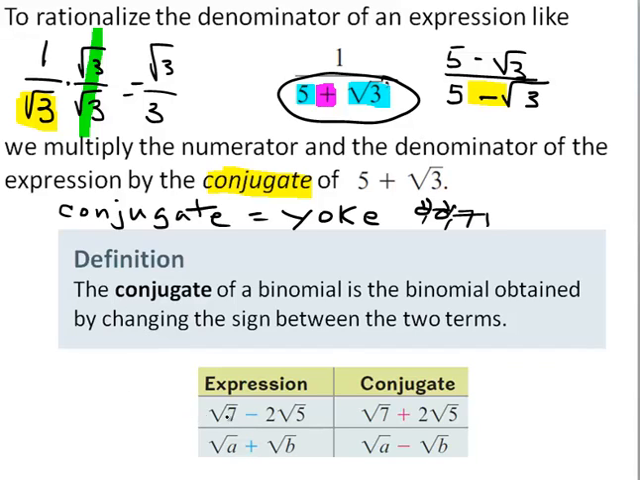So here's another example. Here we have 7 minus 2 times the square root of 5. Well, its conjugate is 7 plus 2 times the square root of 5. In general, for the square root of a plus the square root of b, the conjugate is the square root of a minus the square root of b.